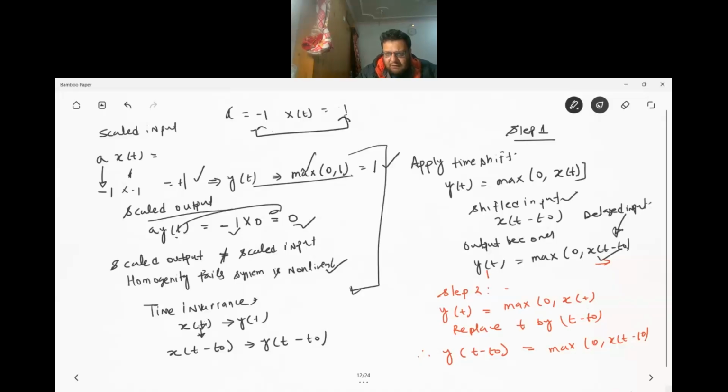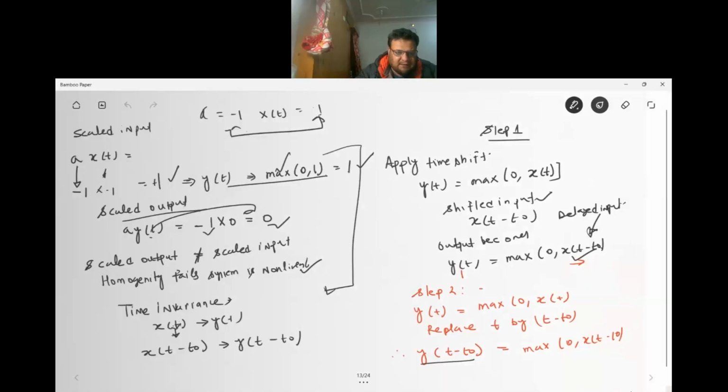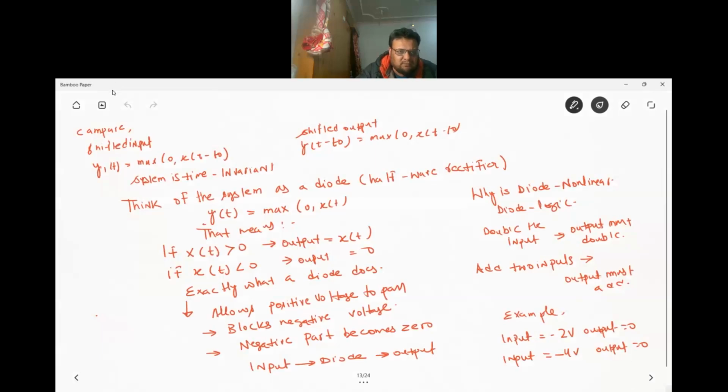But the delayed input is this. What about the delayed output, y of t minus t naught? When you do y of t minus t naught, you get max of 0 comma x of t minus t naught. So in both cases the system gives the same result. Compare the shifted input: y1 of t is max of 0 comma x of t minus t naught, and the shifted output y of t minus t naught is also this. So this system seems time invariant, it is not affected by time.